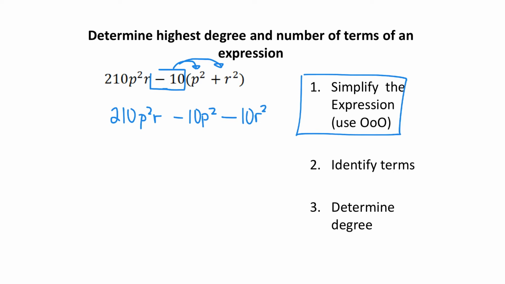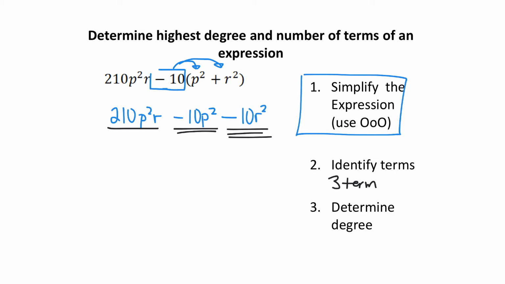And so now we're going to identify if we have any like terms. So we have p squared r, and we have a p squared, and we have an r squared. So we don't really have any like terms, so we don't need to do any simplification. The only thing that we had to do here was distribute, and then we were done. So the idea is that we have 3 terms. So I'm going to write over here, we have 3 terms. All of them are unique with their variables.